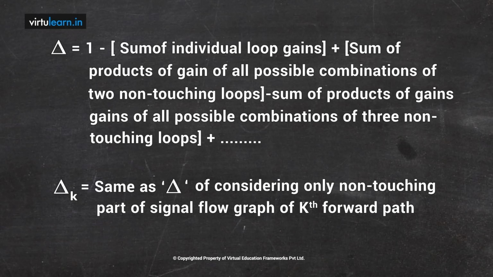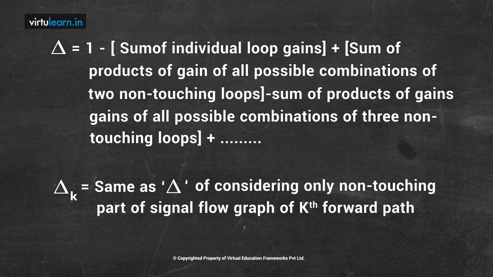We know what a loop is. A loop is nothing but: we start at one point and come back to the same point in the same direction without repeating any node, and that is my loop gain. So the first term is 1 minus the sum of loop gains of all individual loops, plus the sum of all possible combinations of non-touching pair loop gains. We know what a non-touching pair is.